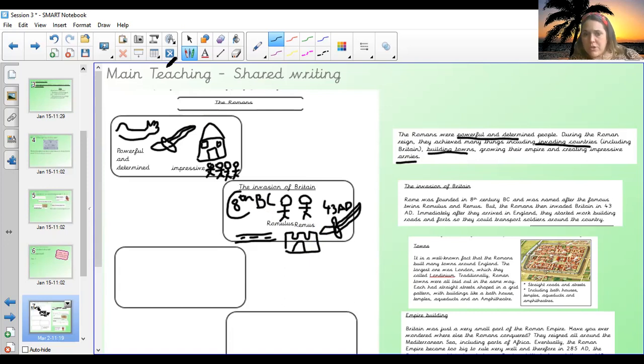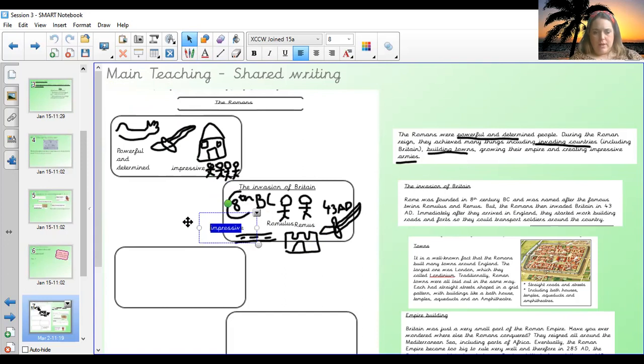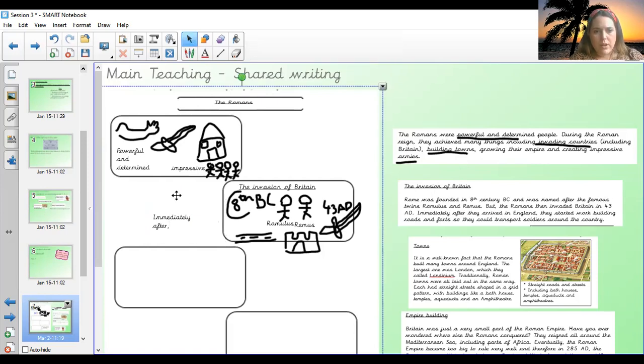Ooh, but immediately after, I'm going to take that sentence starter, immediately after, and I'm going to put that into my work, because I like that. Immediately after. I'm going to put a comma at the end because it's a sentence starter, a fronted adverbial. It's important that I do think about my punctuation. So immediately after, comma. There we are.